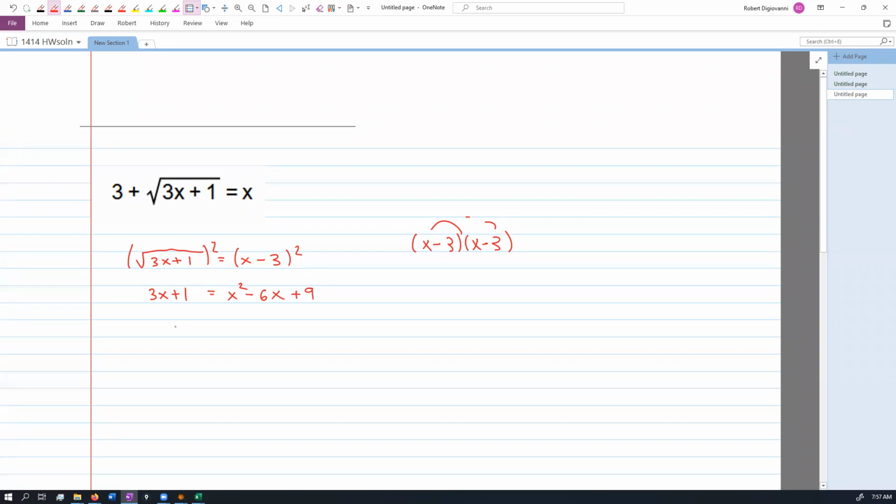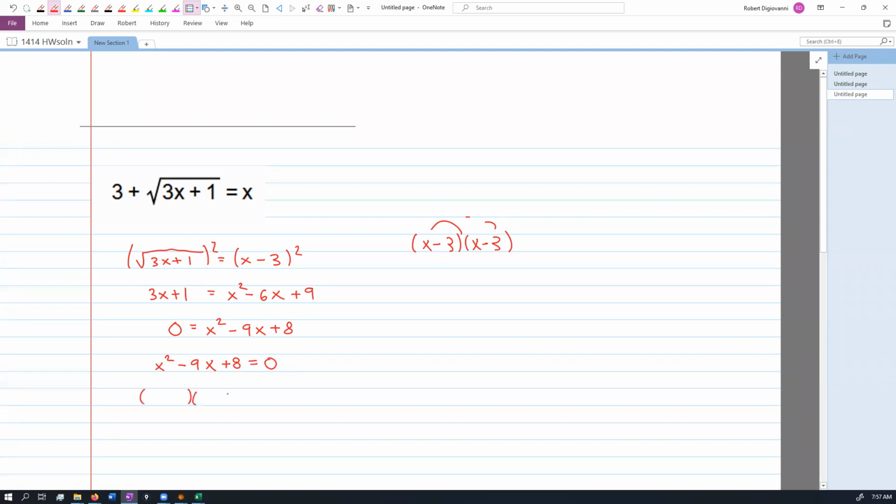So I'm going to move everything to one side. 0 equals x squared. I'm subtracting 3x on both sides, so that gives me 9 minus 9x. I'm subtracting 1, so that should give me plus 8. And then again, I'll write it the other way just to make it a little easier for us.